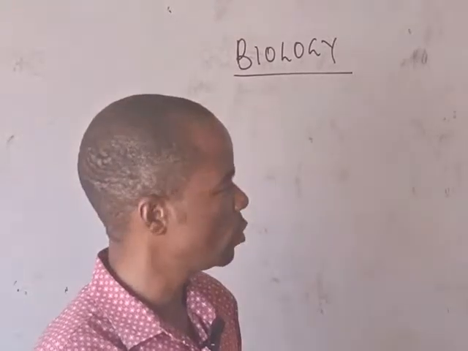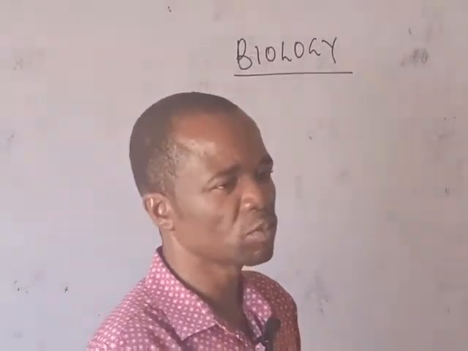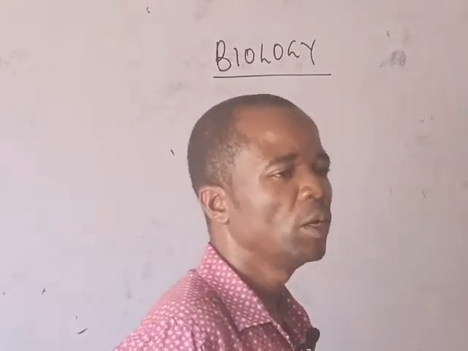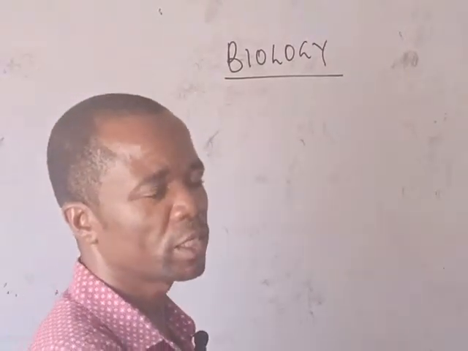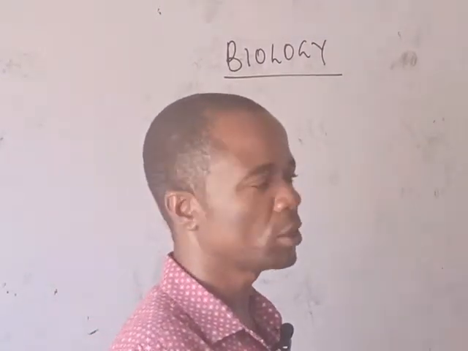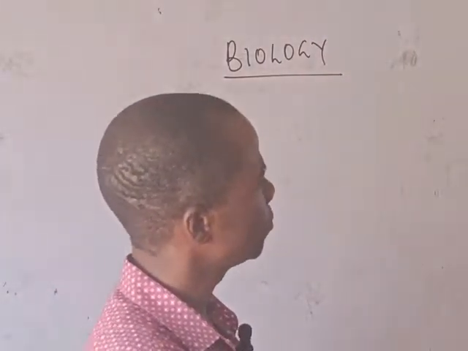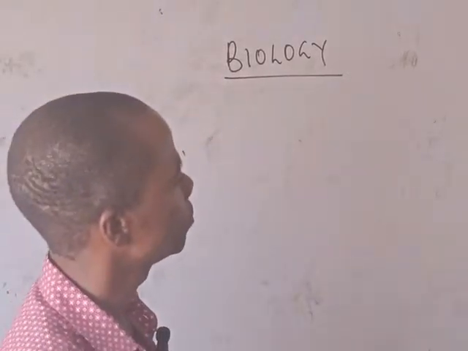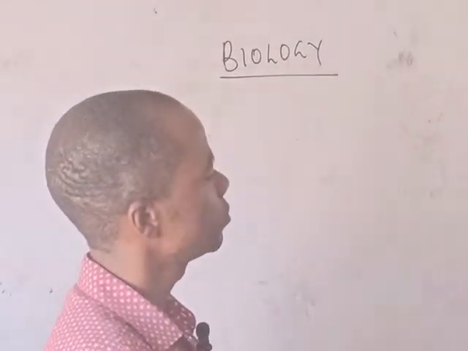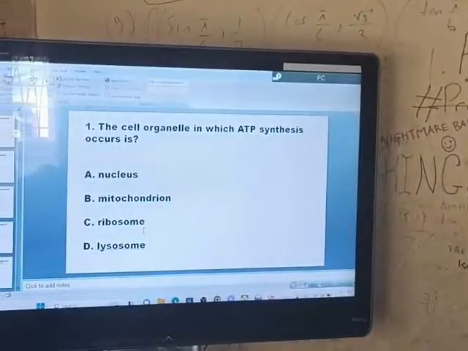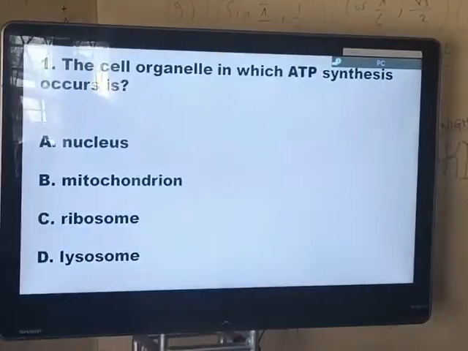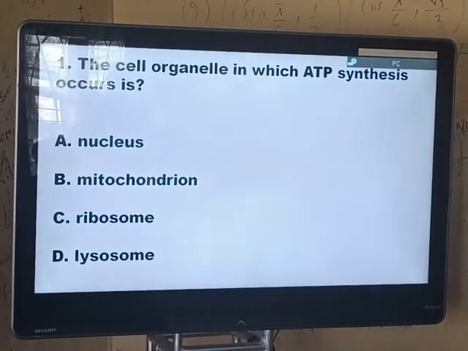Okay, so today we're going to be looking at some selected questions in biology, and there are 30 questions in all. So let's start with number one. The very first question: the cell organelle in which ATP synthesis occurs is A.